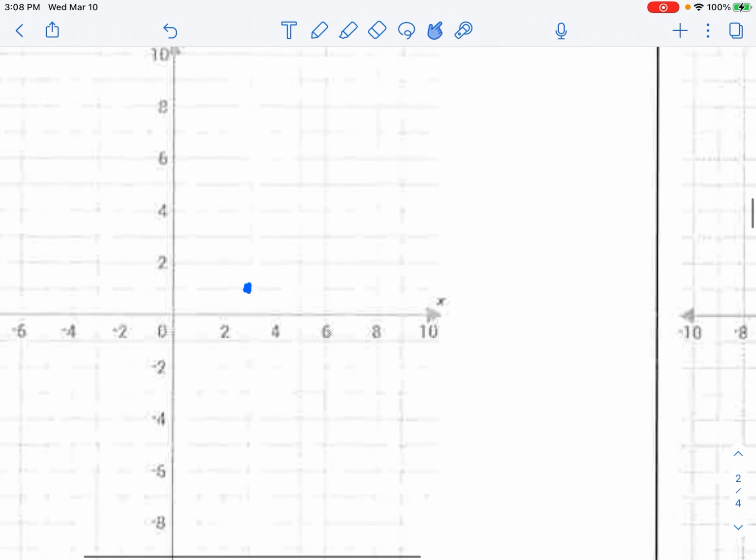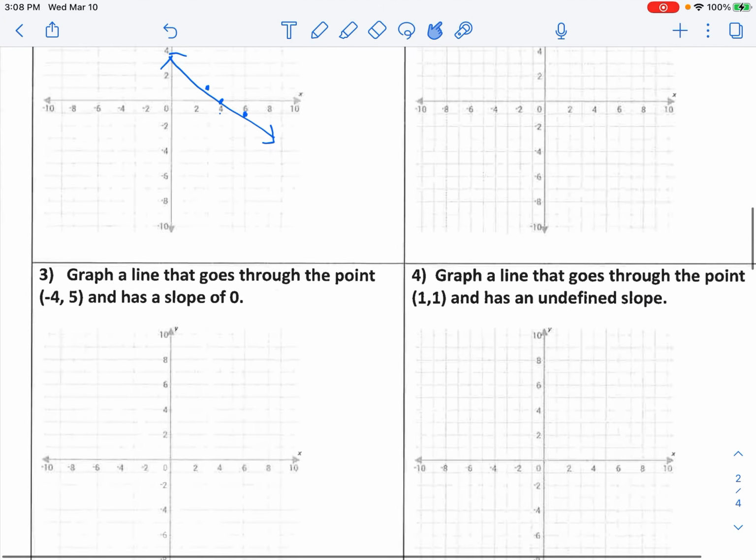Okay, so I'm going to zoom in a little bit. Down 1, right 2. So we're going to go down 1 and then right 2. Sorry, 2, 3, 4, right here. And then down 1 and right 2. Once you have a few points on your coordinate plane, you can go ahead and, sorry, that's not a very neat line. Go ahead and connect your points with the line.